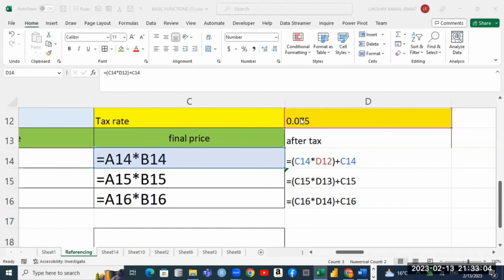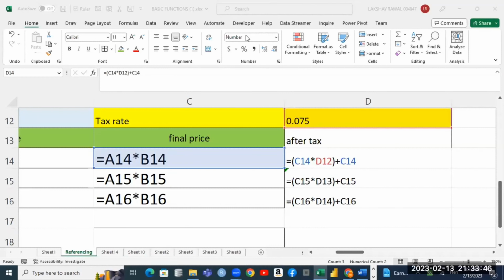C14 into D12 plus C14. This is fine. We know that. Next time, which cell address is this? C15. C15 into, and instead of D12, it is showing D13. That is wrong because we are going down, so D12 changes to D13, isn't it? In Excel, when we drag the formula, what happens? As somebody rightly said, the cell address changes, the row number changes. So instead of D12, we should manually write 7.50.